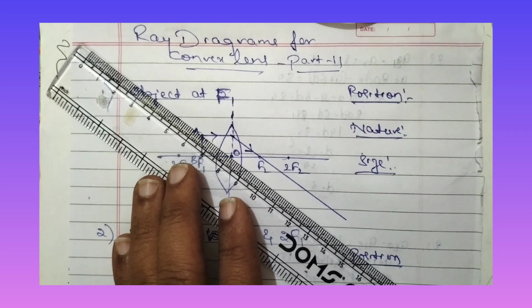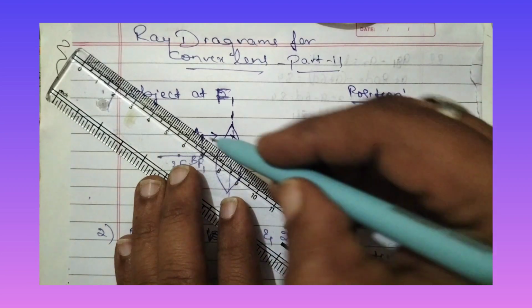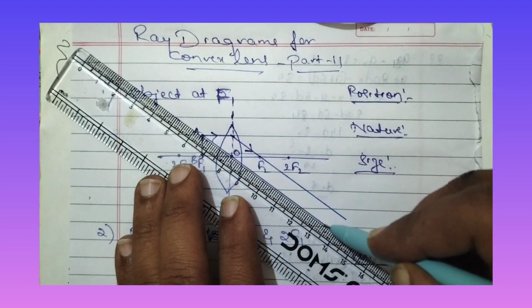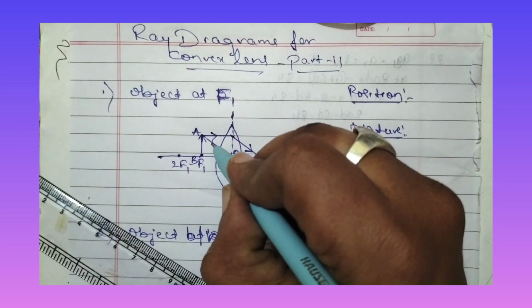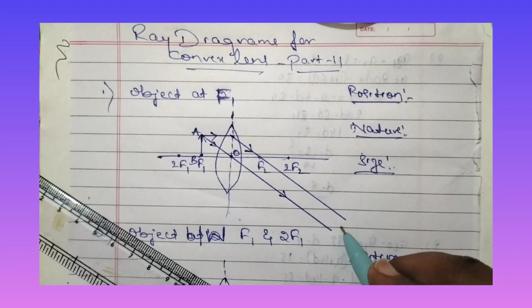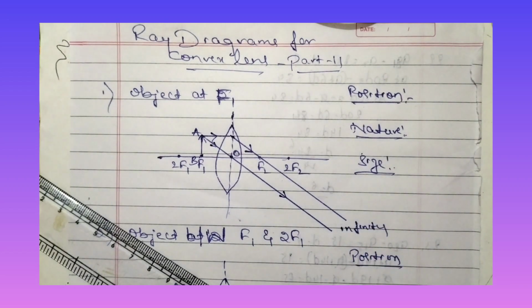Then another light ray, the light ray which passes through the optic center, will never deviate. So it passes through the optic center only. Therefore the image is formed at infinity. So this is the first ray diagram.